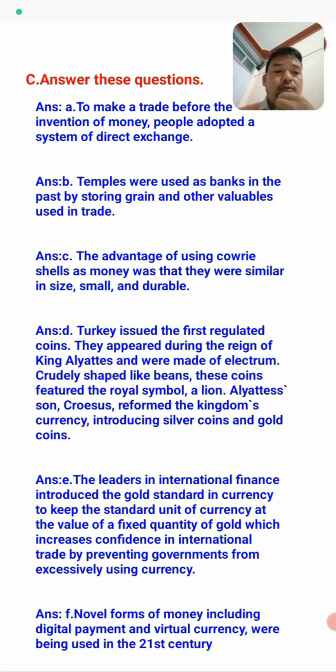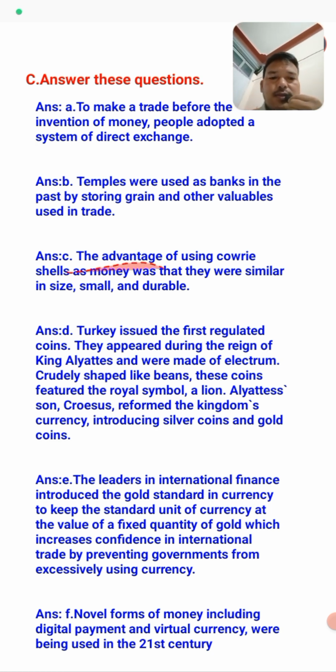Second one: how were temples used as banks in the past? Okay, students, I think you know this answer. Temples were used as banks in the past by storing grain and other valuables used in trade. They kept their grain and valuable items there, and that's why we can say that temples are good evidence of the banking system in the past.